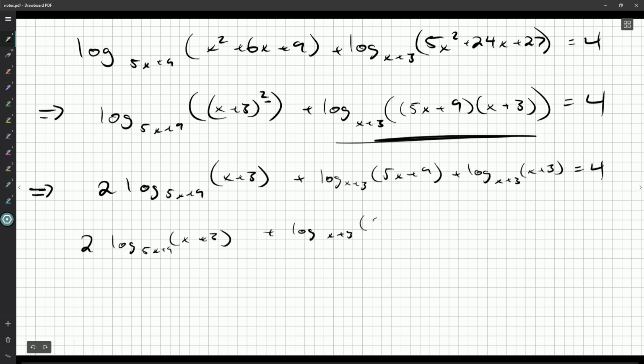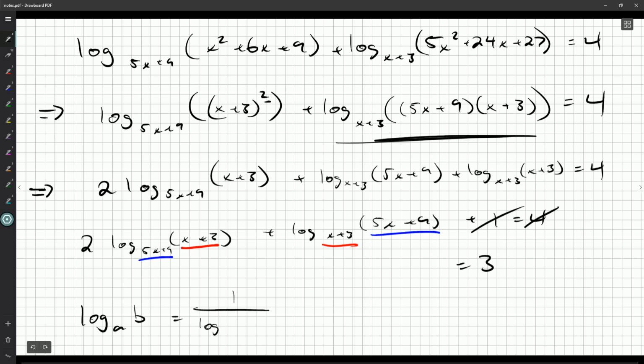Now we still have 2 logarithms here with different bases. So what are we to do with them? Well, you'll notice we have an x plus 3 inside and x plus 3 out. An x plus 3 outside and x plus 3 inside. It's a rarely used rule. It's based off of the change of base formula. But log of b base a is the same as 1 over log of a base b.